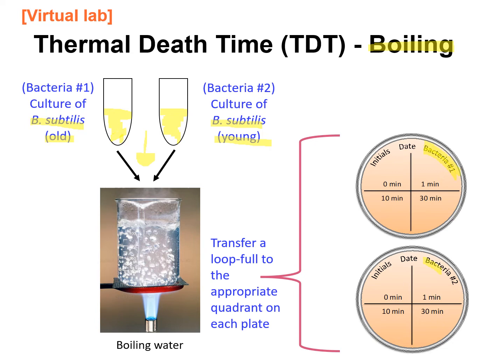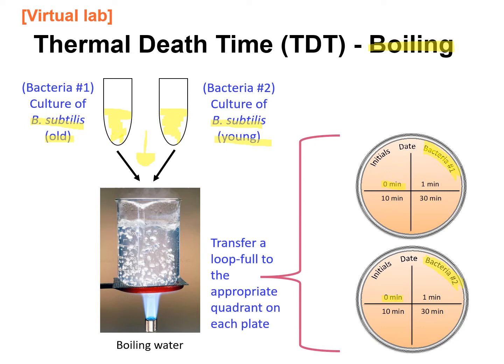And then this one, the second plate, is labeled bacteria 2. So this is where you're going to inoculate your second sample, which is the B. subtilis young. Now, what you see right here, do you see where it says 0 minutes?